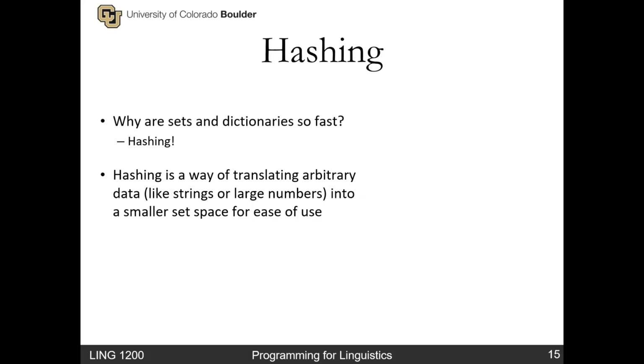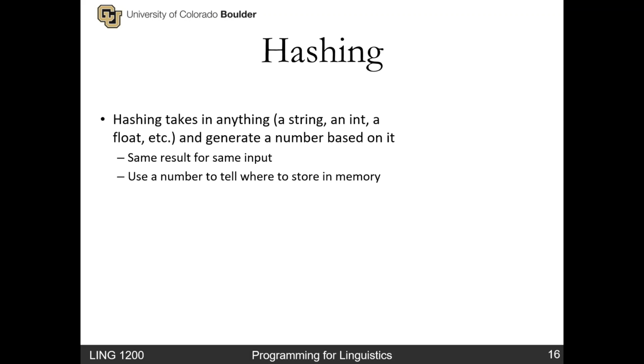Hashing is a way of translating arbitrary data, like strings or large numbers, into a smaller set space that makes it easier to use that data and find it in memory. In other words, hashing takes in any input, a string, an integer, a float, whatever it is, and generates a number based on it. And there are a couple of things that are important to know about this.